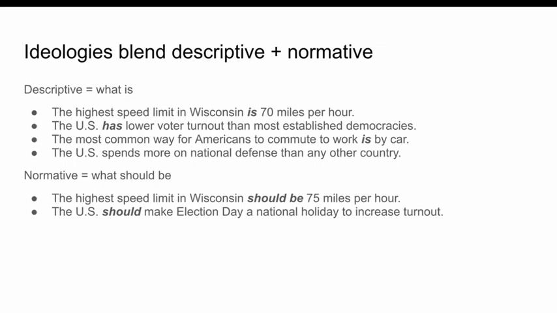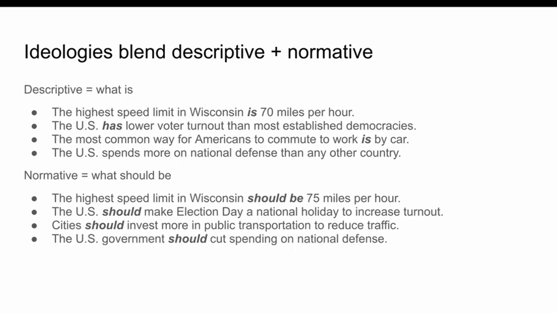Another example of a normative claim focusing on voter turnout is that the U.S. should make Election Day a national holiday. Alternatively, we could say that the U.S. should institute mandatory voting. Some countries like Australia have this. Cities should invest more in public transit to reduce traffic. We might think that that's something that local governments should do based on the fact that a lot of Americans, as we know, travel to work by car.